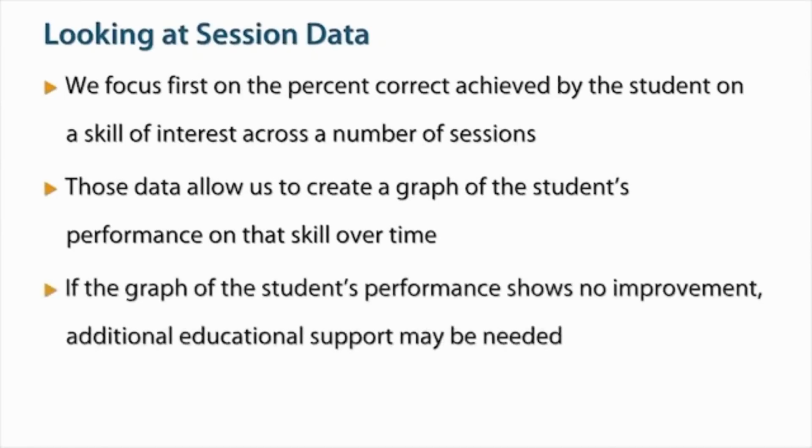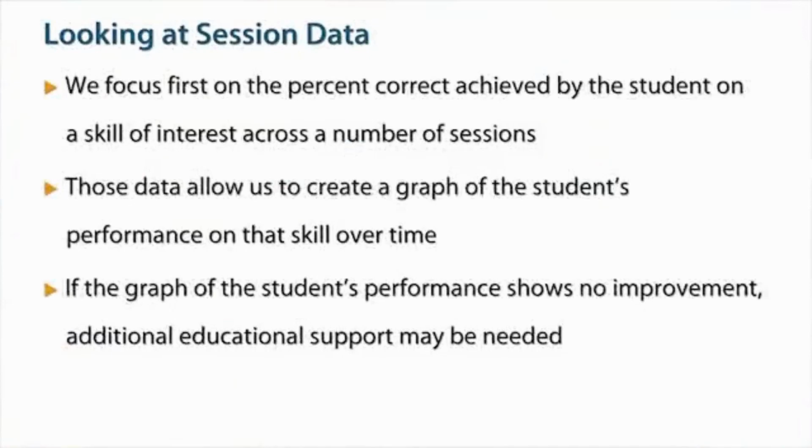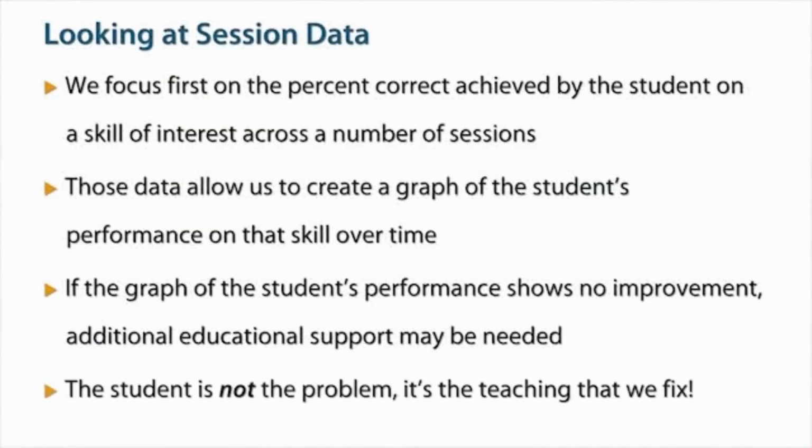If the graph of a student's performance shows no improvement, then that student needs more educational support. Now, providing more support could mean using prompts or even a different teaching procedure. So from the ABA perspective, when we see a student who is not making progress, we recognize that the student is not the problem, the teaching is the problem.